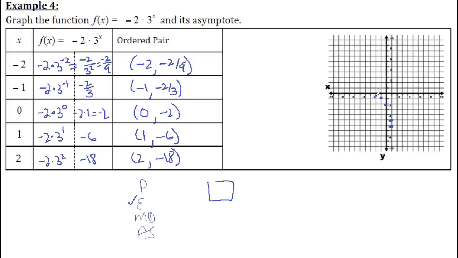So the graph will go this way, and shoot down like this. As it goes off to the left, it'll approach that x-axis near that asymptote. And that is all. Good luck.